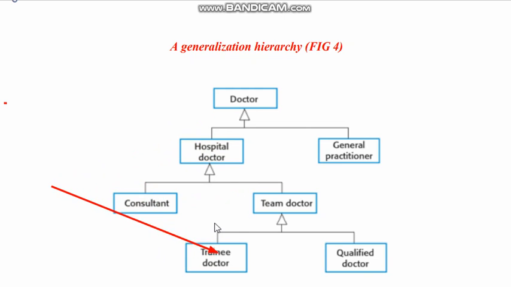Similarly, when you derive from team doctor, the features of hospital doctor and doctor are also available in trainee doctor and qualified doctor, and by creating the objects of the respective classes, you can access any of the classes by setting the possible visibility labels as per your requirements. So this is all about generalization.